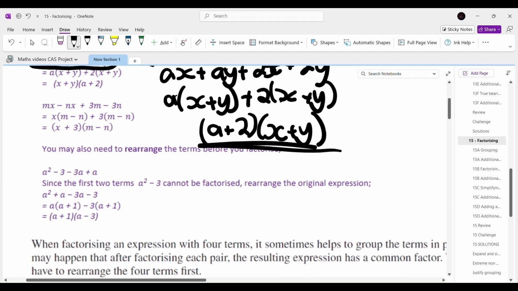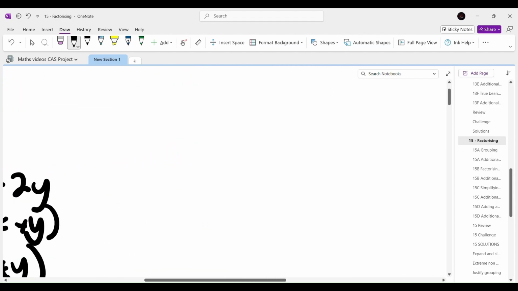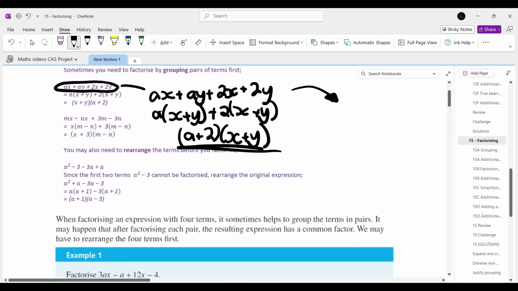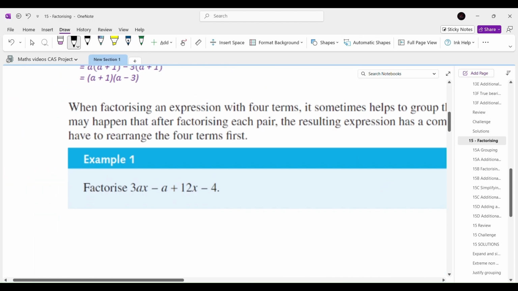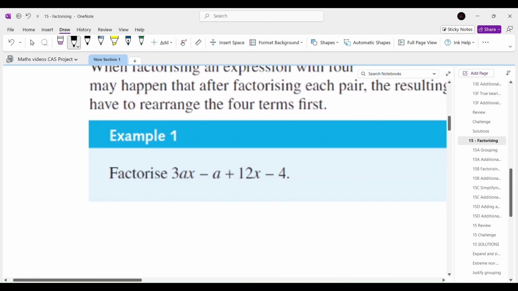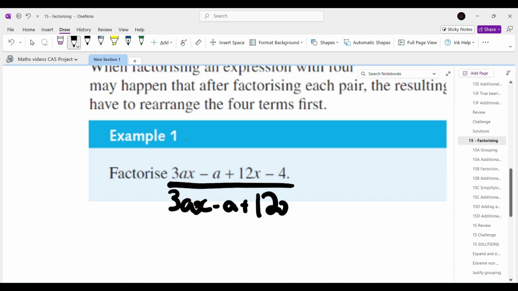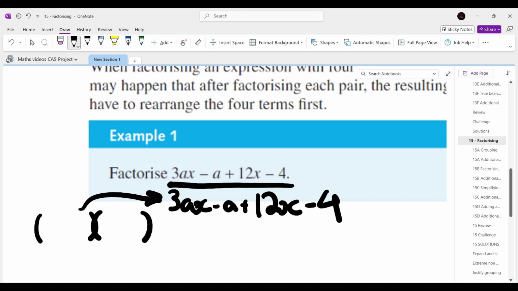This is how we simplify some of these certain equations. Let's take a practice example like this, for example. So we have 3ax minus a plus 12x minus 4. What we're trying to do here is simplify this down into two factors that, when multiplied together, will give this result.